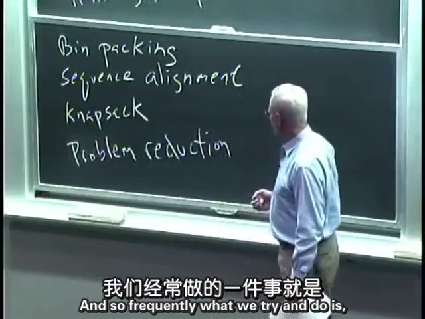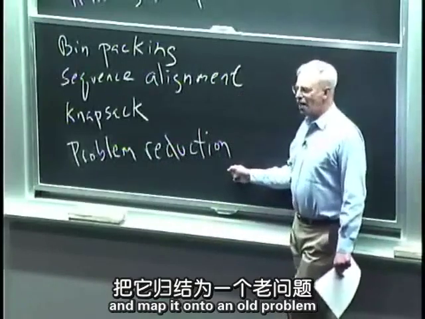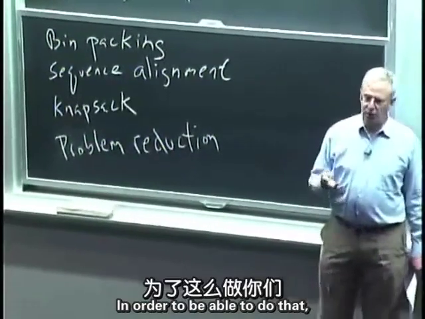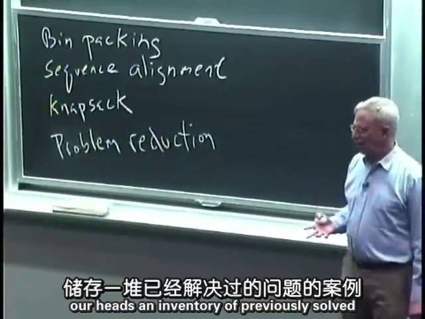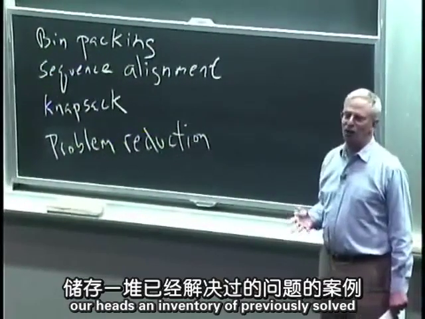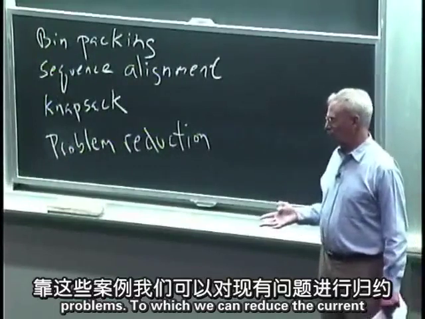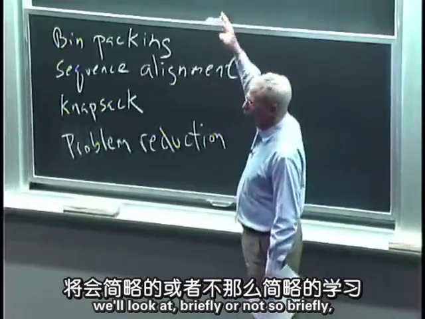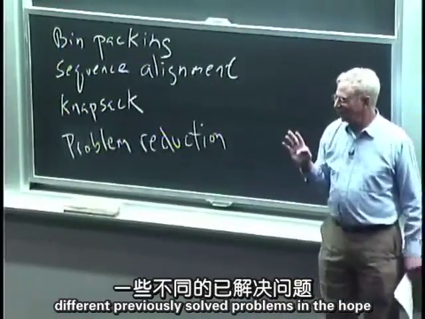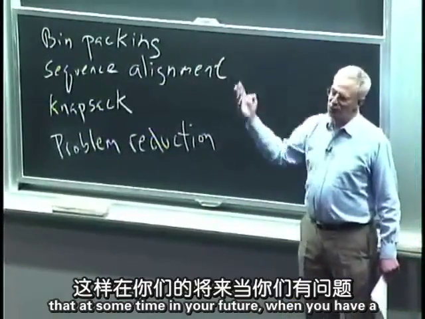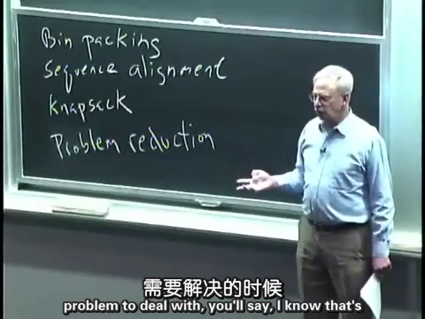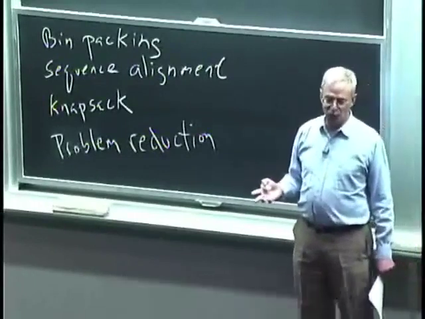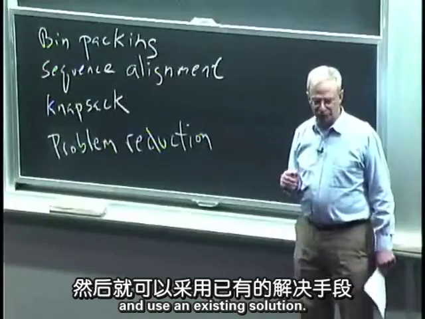And so frequently what we try and do is we take a new problem and map it onto an old problem so that we can use an old solution. In order to be able to do that, it's nice to have in our heads an inventory of previously solved problems to which we can reduce the current problem. So as we go through the semester, we'll look briefly or not so briefly at different previously solved problems, in the hope that at some time in your future, when you have a problem to deal with, you'll say, oh, I know, that's really like shortest path or really like graph coloring. Let me just take my problem and turn it into that problem and use an existing solution.